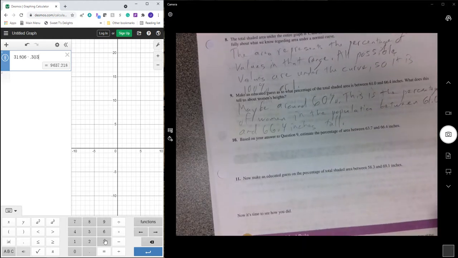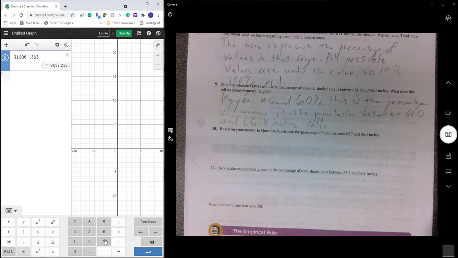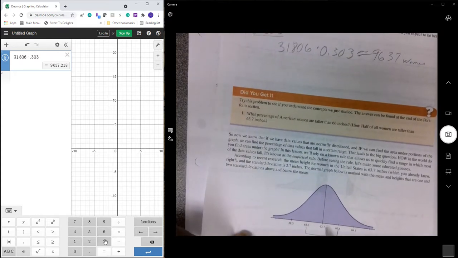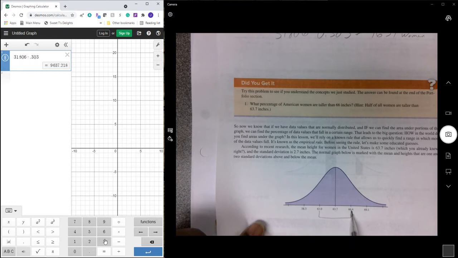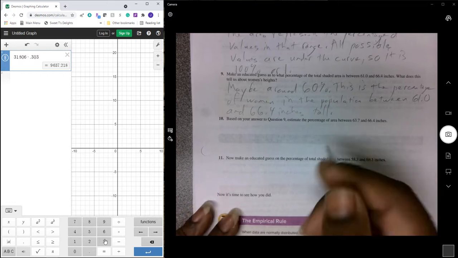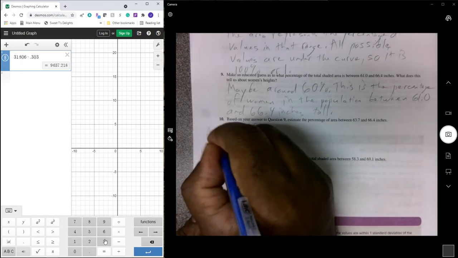Now it says, based on your answer to question 9, estimate the percentage of area between 63.7 and 66.4. So that's like halfway between these. This is the whole, and then it looks as though 63.7 to 66.4 is half of that. So if we think it's about 60, then I would assume that that's about 30%. I'll put about 30%.